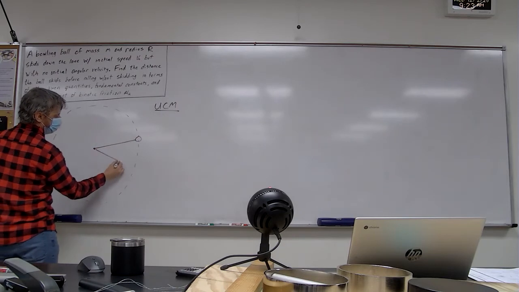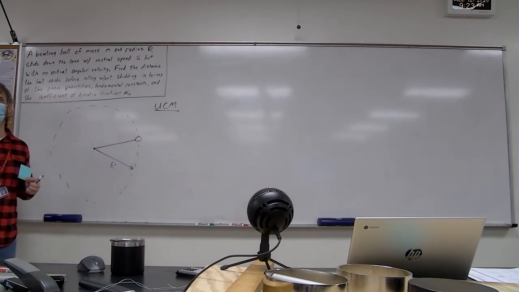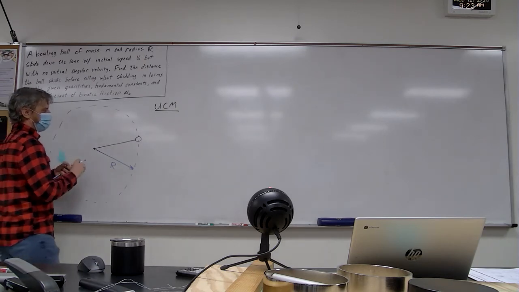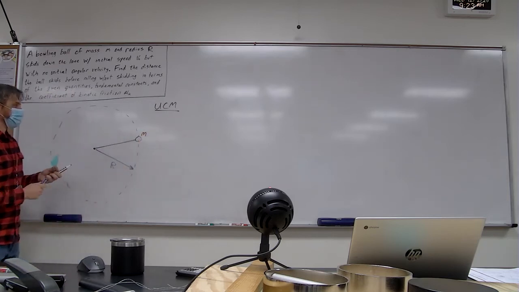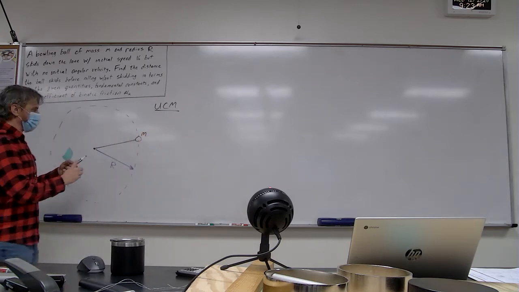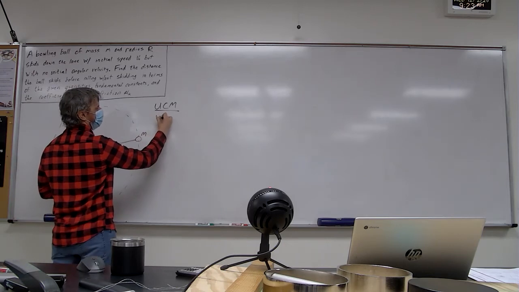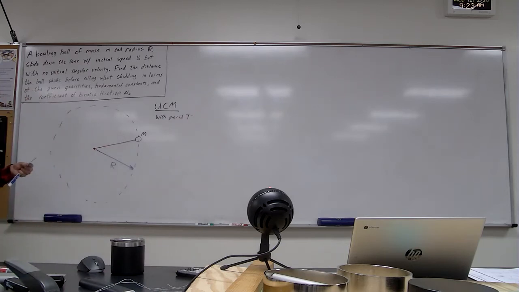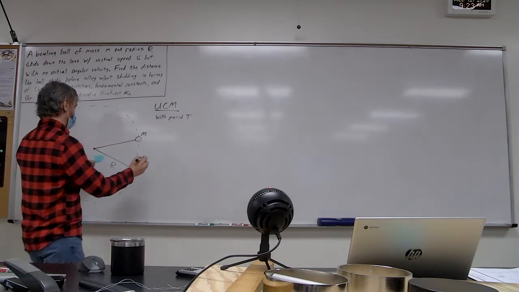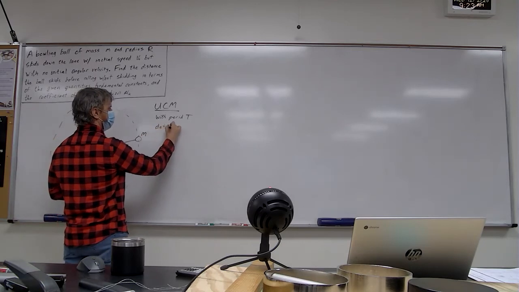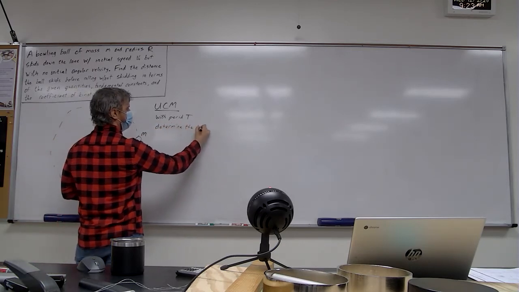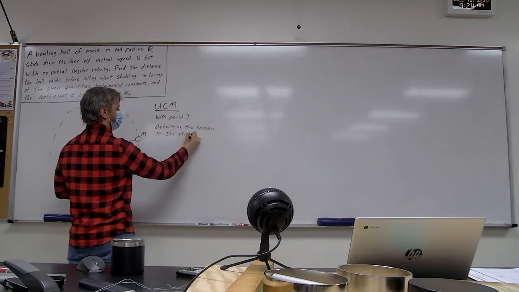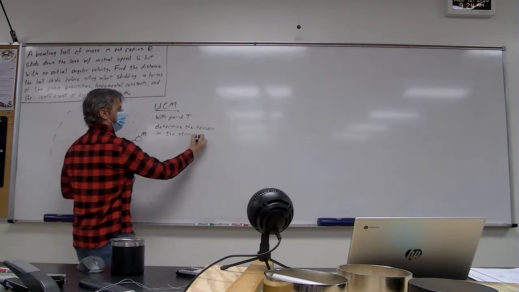We'll have a radius. I'm going to use big R now. Get used to seeing big R and little r both being used interchangeably for radii. We'll have radius R. We've got a mass m. And let's say it is uniform circular motion with period capital T. And let's say that we need to determine the tension in the string. Okay. And express your answer.